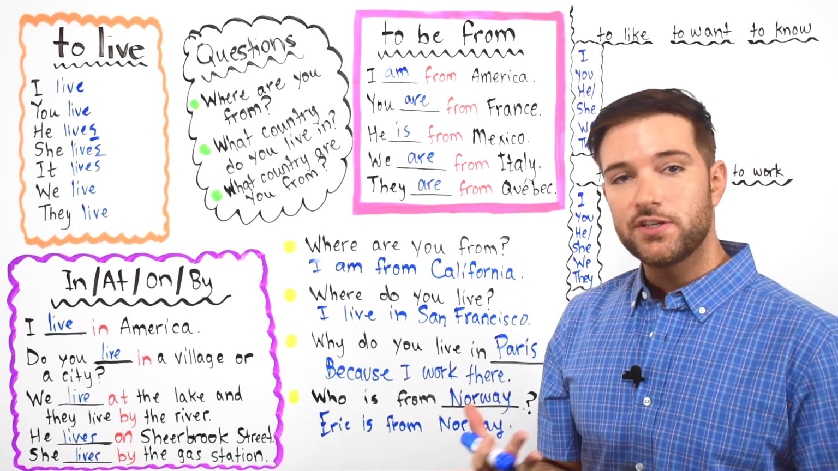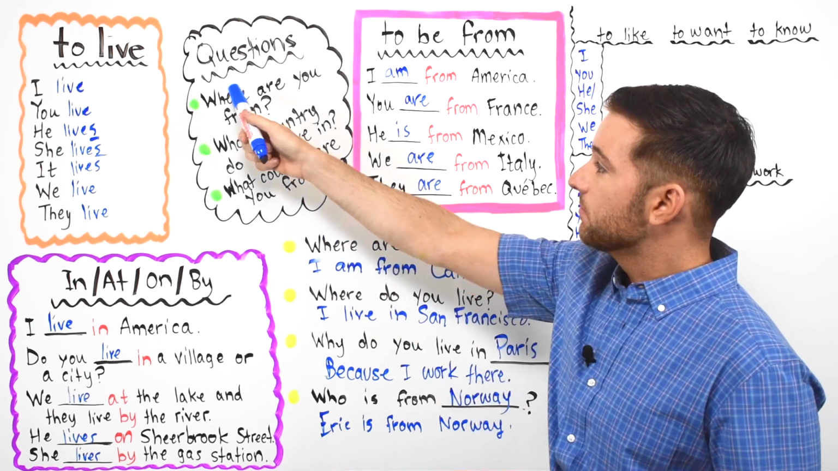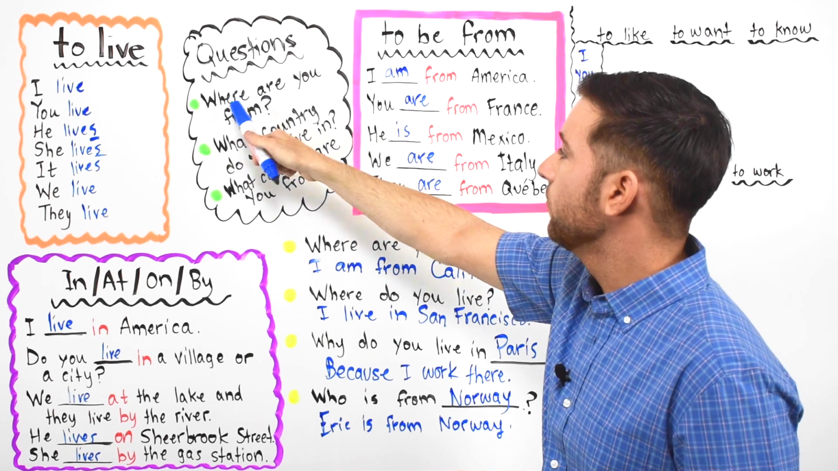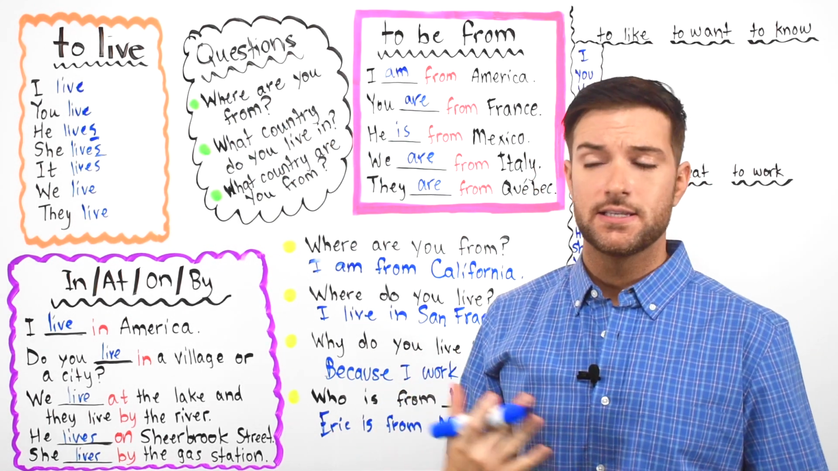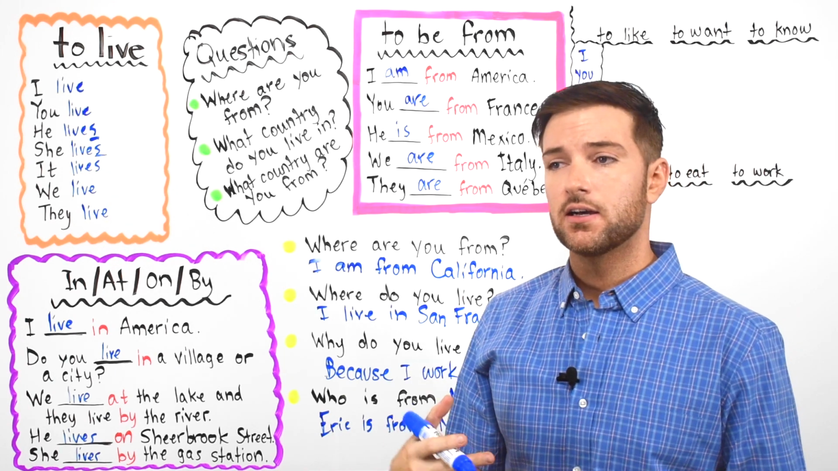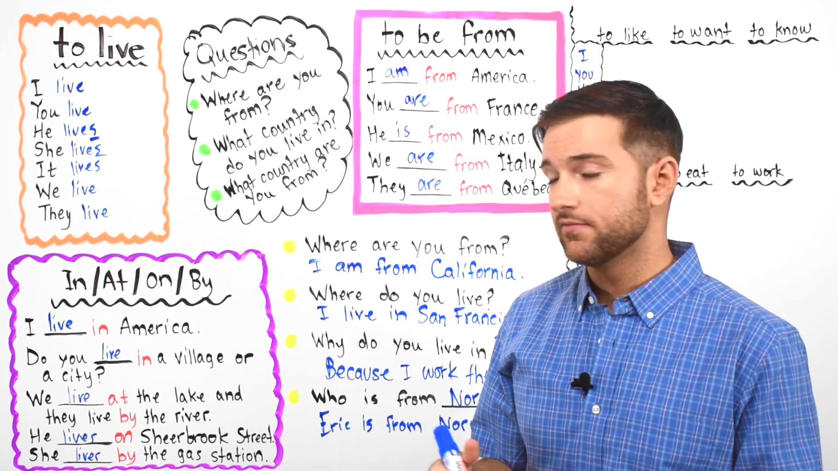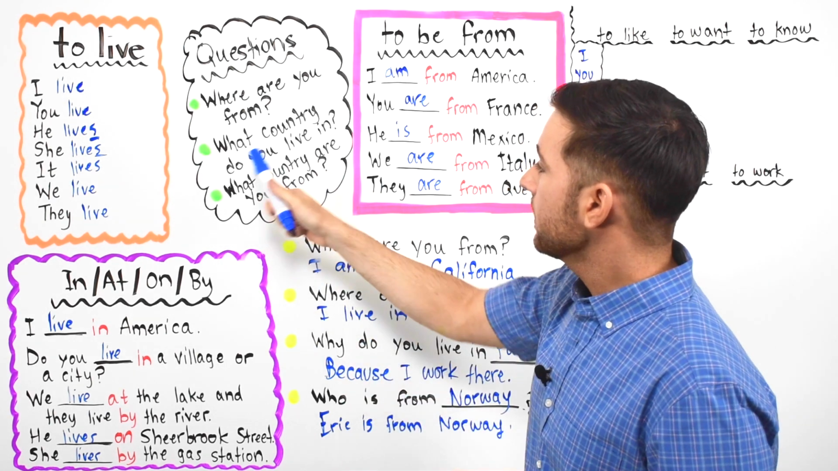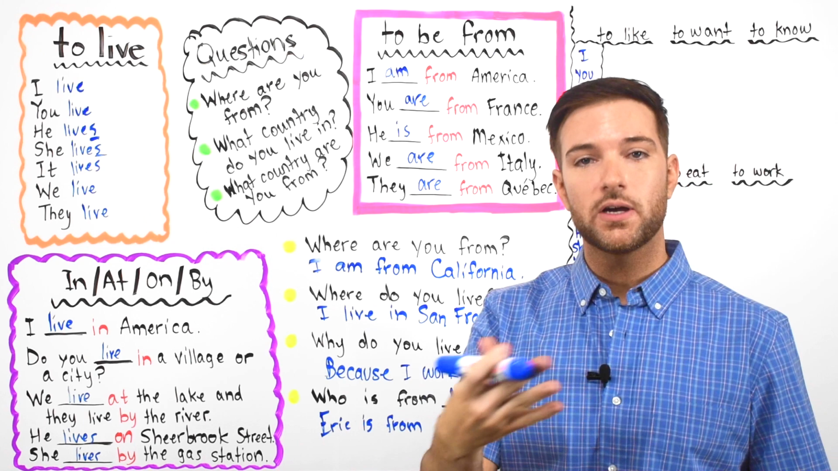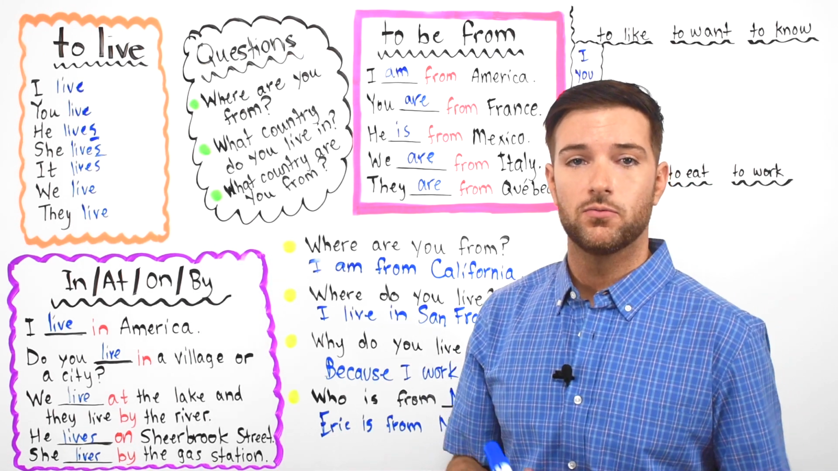Now, when you want to know which country someone is from, here are some questions you can ask. You can ask them, where are you from? And they'll say, I am from this country, or I'm from Spain, I'm from Kazakhstan, I'm from China, I'm from whatever country, I'm from Zimbabwe. Okay, what country do you live in? So what country do you currently live in now? What country do you live in?